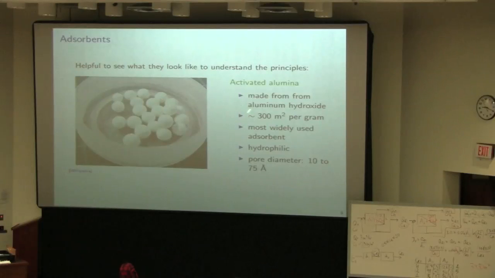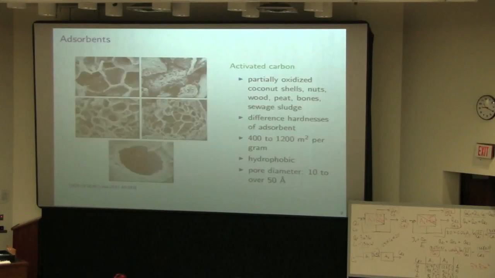It has a moderate surface area, 300 meters squared per gram. That's not too large, but it is still pretty substantial. A gram of that material would have about the surface area of this room, just slightly smaller than this room. One single gram of that material. It's the most widely used adsorbent, and it's hydrophilic, so it's used for removing moisture. Pore diameters are on the order of 10 to 75 angstroms.